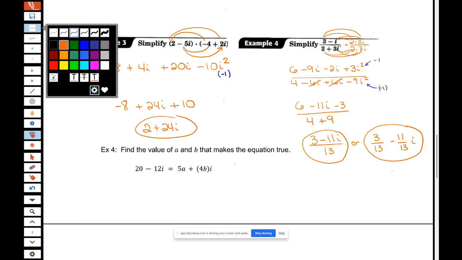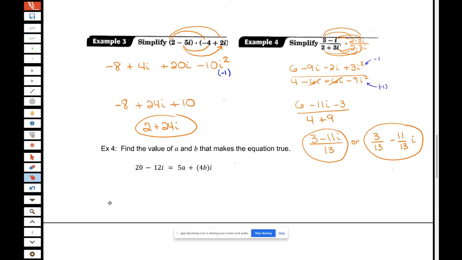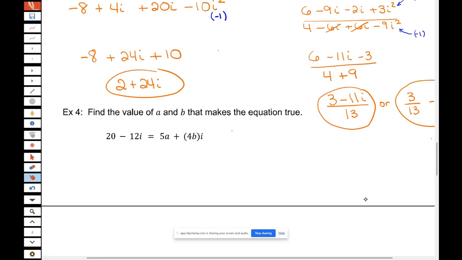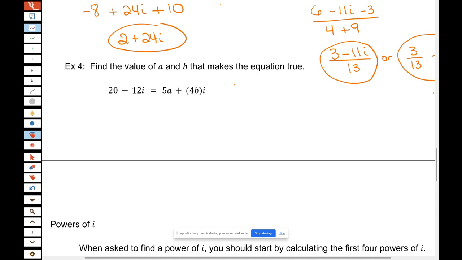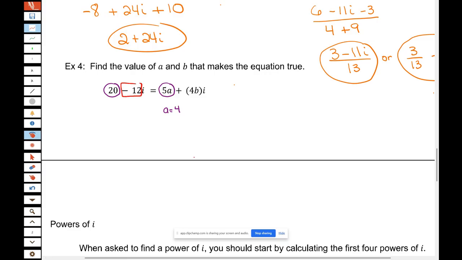This last problem I just added this year because sometimes it would confuse people in the assignment. Example 4 here. So I'm just going to go over it now. It says find the value of a and b that makes the equation true. Well, if you just think about that, this is the real part and this is the real part and they have to be equal, so a has to be 4. Okay. And then this is the imaginary part and this is the imaginary part. So 4b has to equal negative 12. So b has to equal negative 3.